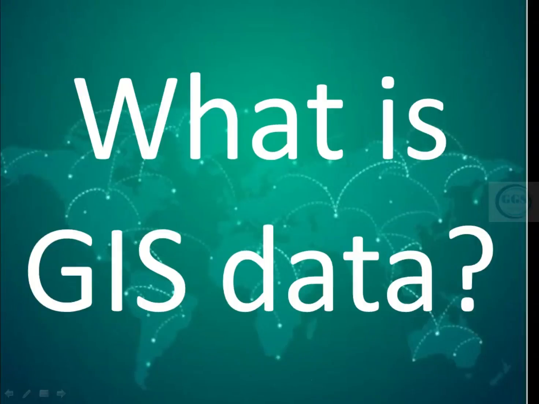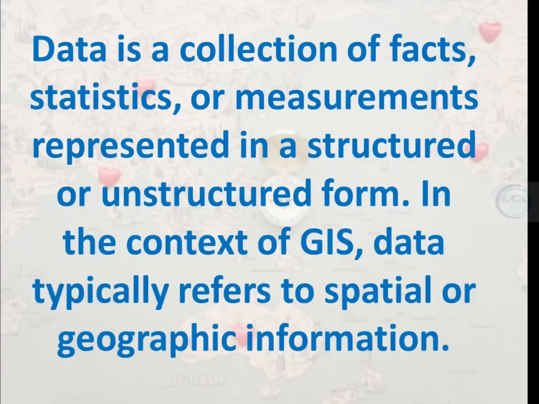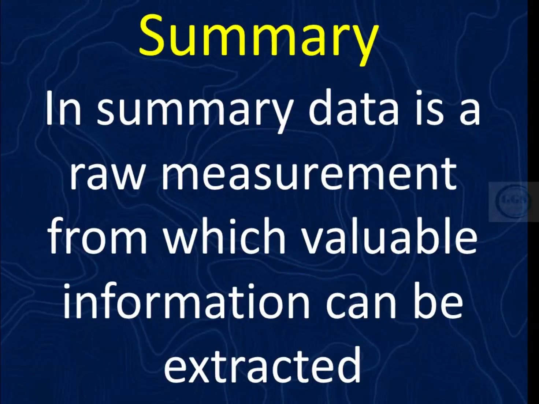What is GIS data? In today's tutorial, I want to explain GIS data in detail to you. GIS data is a collection of facts, statistics, or measurements represented in a structured or unstructured form. In the context of GIS, data typically refers to spatial or geographic information. So in summary, data is a raw measurement from which valuable information can be extracted.